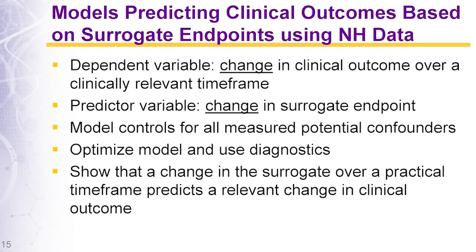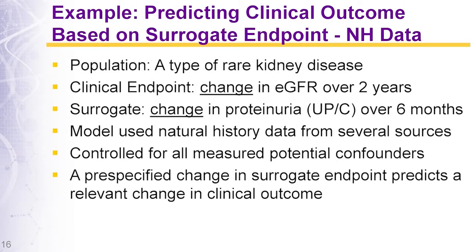And the model would control for all measured potential confounders. And the usual model building tools are used to optimize the model. And again, the goal is to show that a change in surrogate over a practical time frame predicts a relevant change in clinical outcome. An example of this is some work that we did in a rare disease population of rare kidney disease. And the clinical endpoint of interest was a change in eGFR over 2 years.